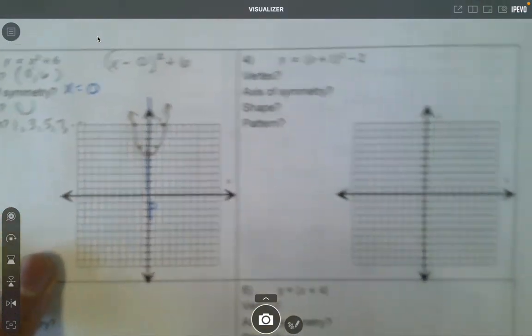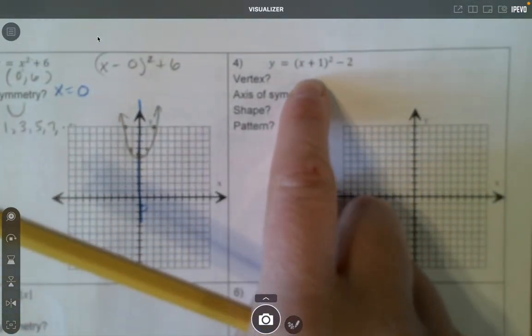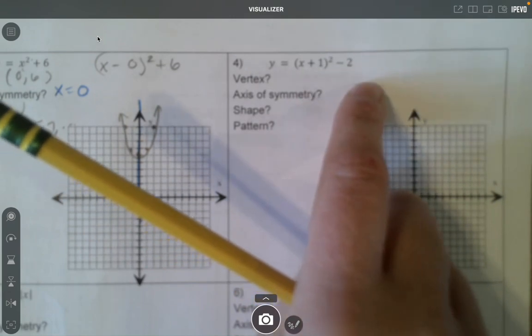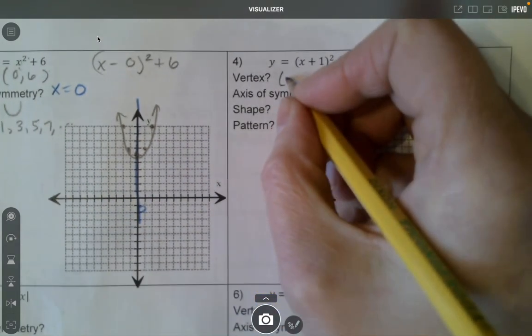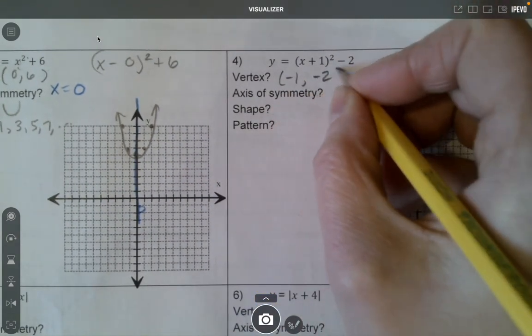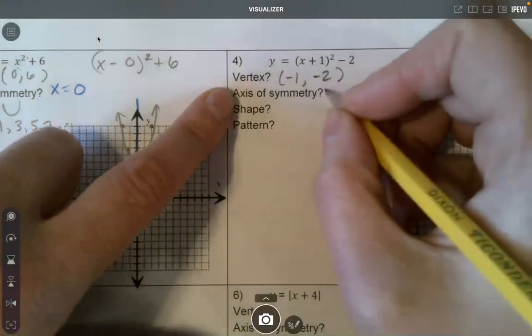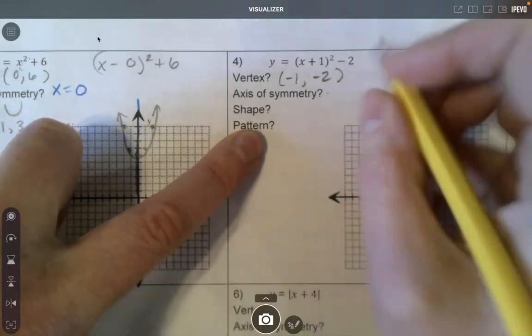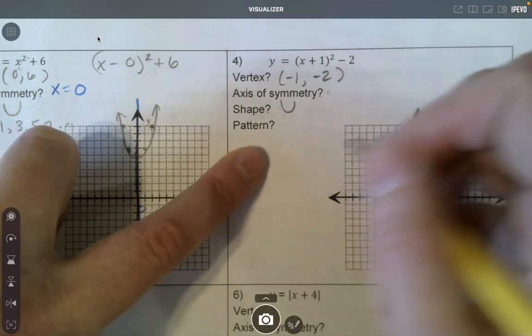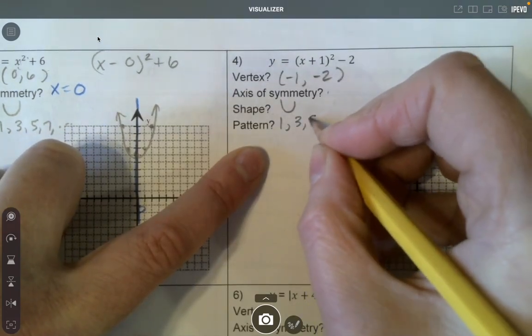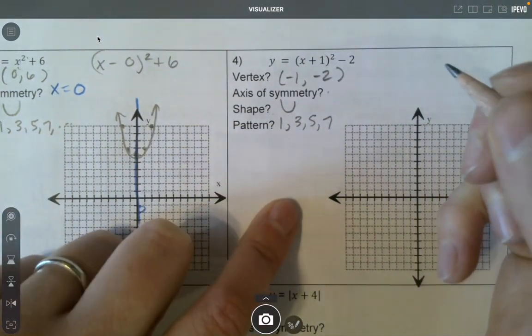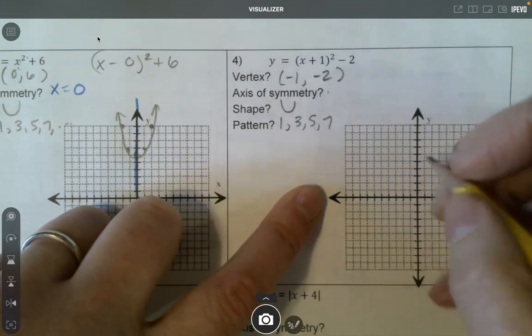Okay, on the next one, I have a positive number inside. So remember, we've talked about opposite sign, same sign. And so my vertex is going to be -1, -2. So we'll skip axis of symmetry for now. My shape, because it's squared, is still a U, and my pattern is still 1, 3, 5, 7. You don't have to put the dot, dot, dot. If you skip that, we'll be okay with it.